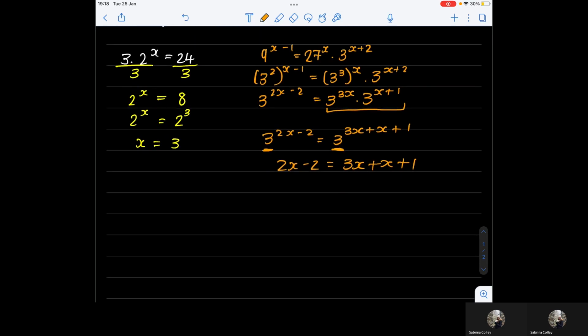Now let's get all my x's to one side, all my numbers to the other side. So I've got 2x minus 4x because I've taken the 3x plus x over, and I've got 1 plus 2. So this will be negative 2x is equal to 3, which will then be 3 over negative 2.